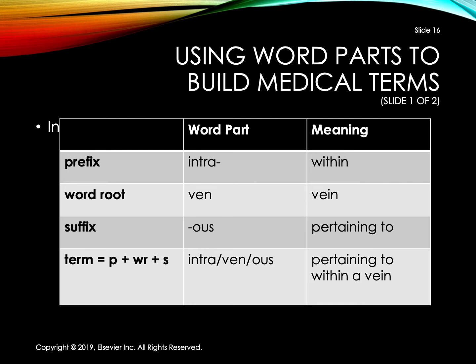Now, when we decode these words, we usually start with the suffix or the end part, and then we circle back to the beginning part. So you can see ous, pertaining to, then we go back to the initial part and decode the rest from left to right. So pertaining to, within a vein.